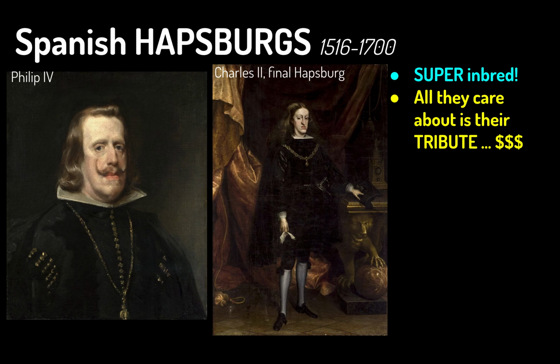Charles II there on the right, he is the final Habsburg. He pretty much can't do anything. He can barely survive as a human being. He had lots of physical deformities and mental deformities, mental inabilities, and that was because of inbreeding. So the purity of blood got the best of the Habsburgs.